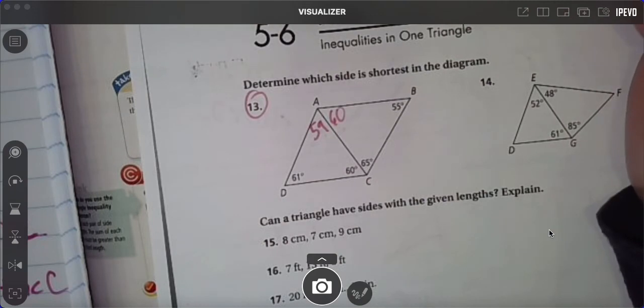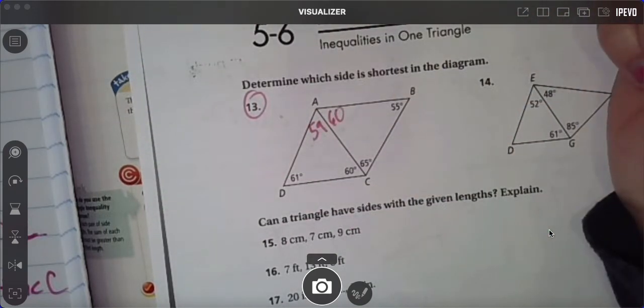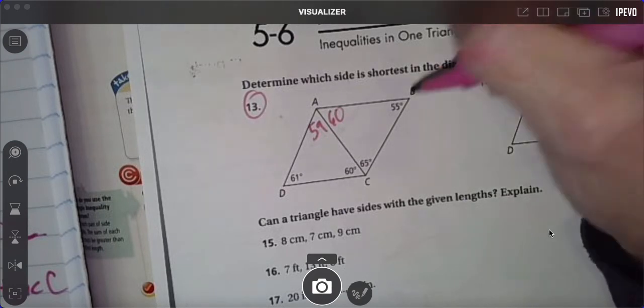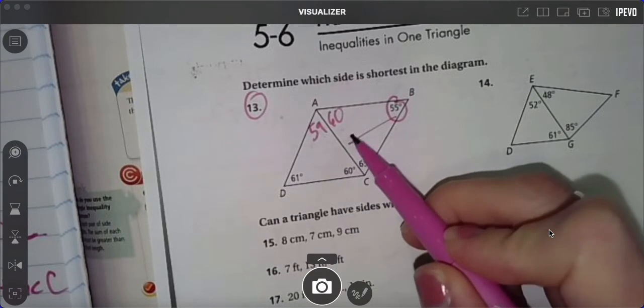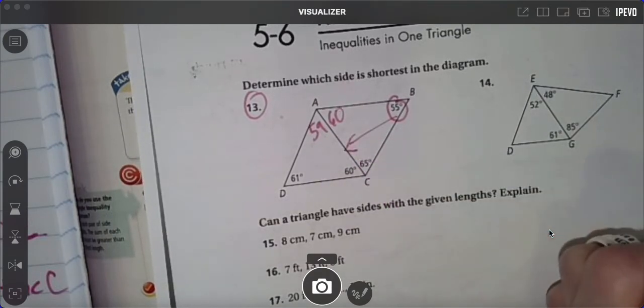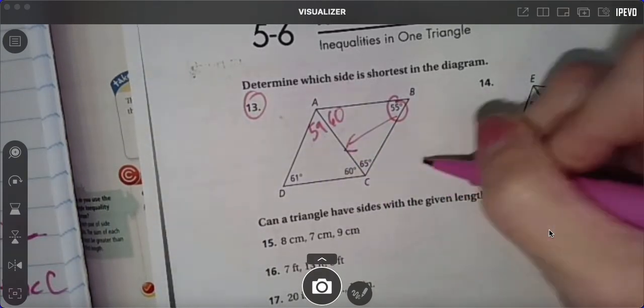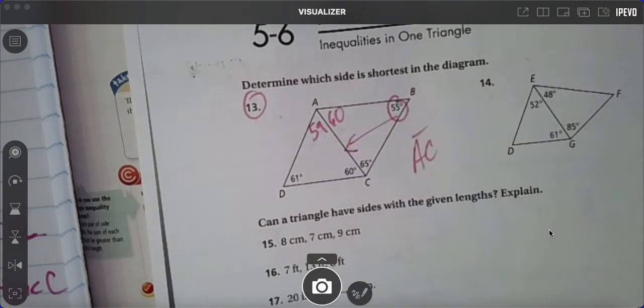Okay, so then it says, what in the whole diagram, what's the shortest side? So what's the smallest angle? This is the smallest angle. So the side that's across from it is what? This one right here. What is it? AC. That was my shortest side. Does that make sense? Yeah?